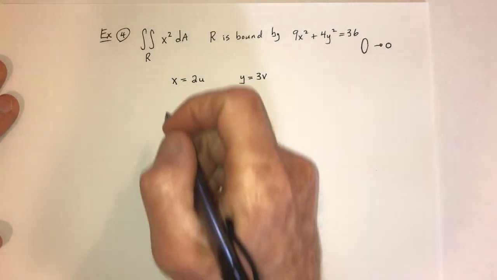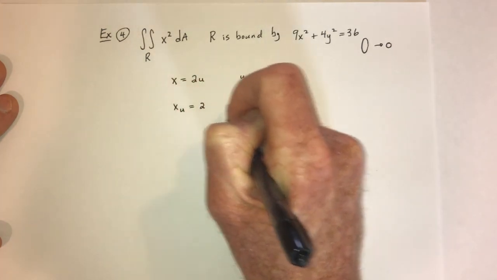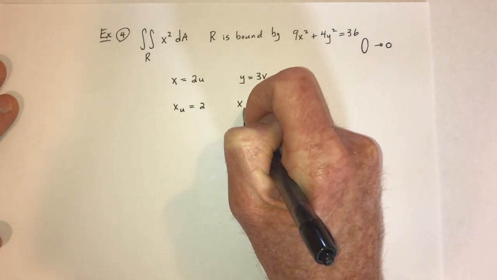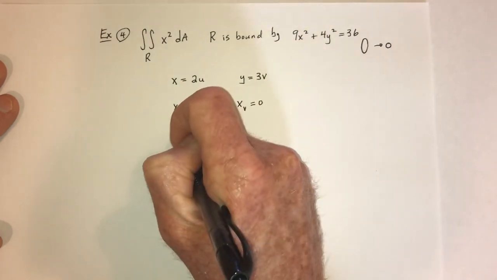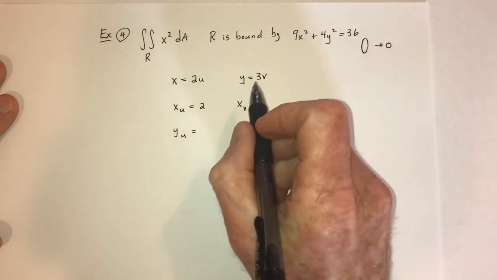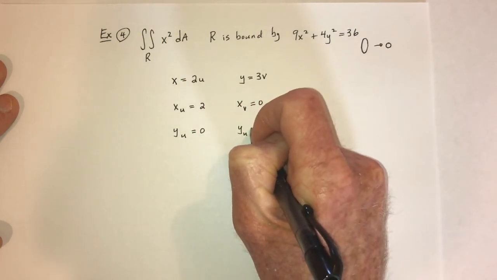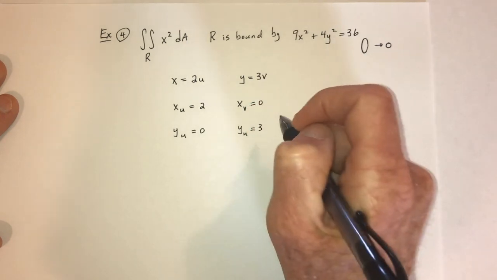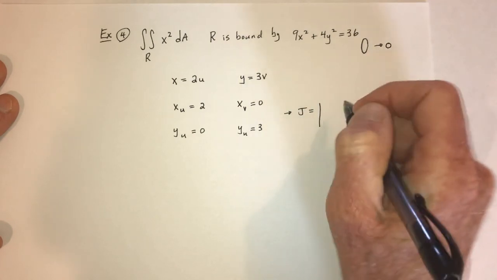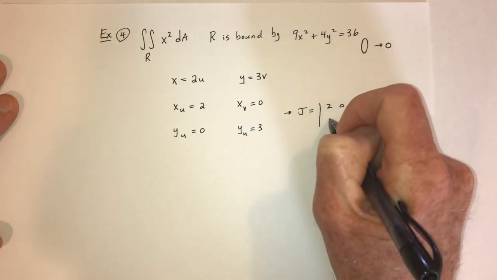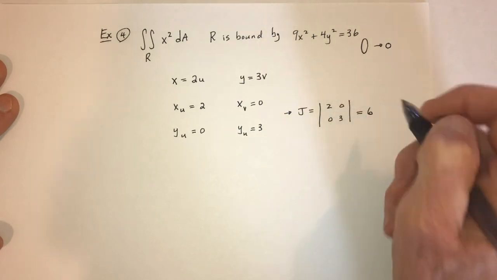So we do need to find the Jacobian. For x, take the derivative with respect to u. That's going to be 2. For x, take the derivative with respect to v, that would be 0. For y, take the derivative with respect to u, that would be 0. And for y, take the derivative with respect to v, which is going to be 3. So that means that the Jacobian is going to be this 2 by 2 determinant: 2, 0, 0, 3. So the Jacobian equals 6.